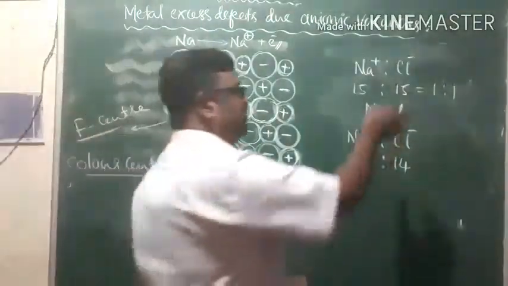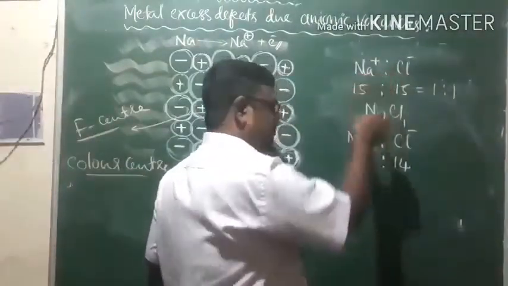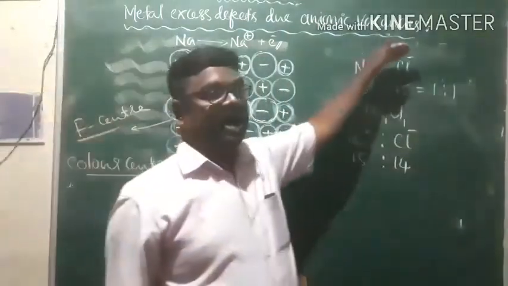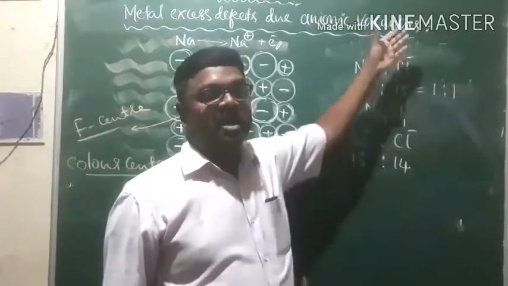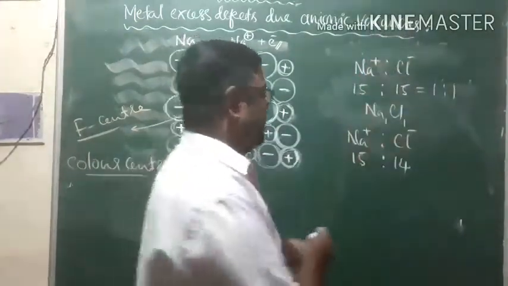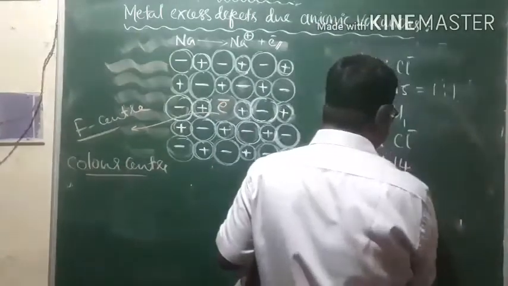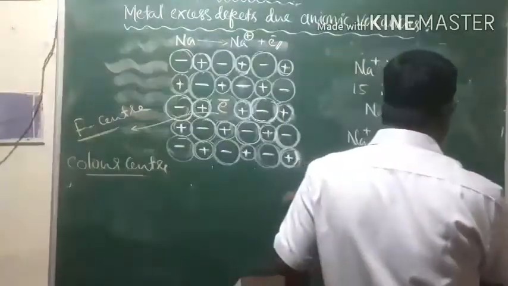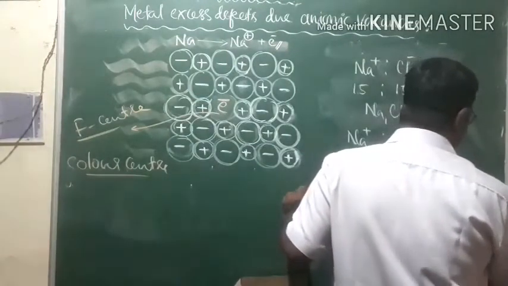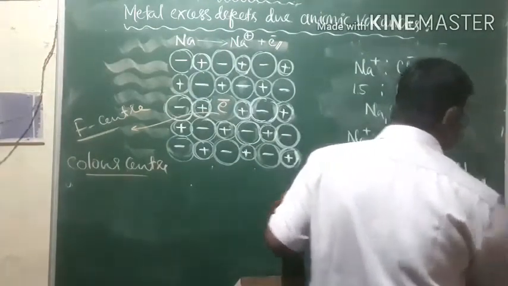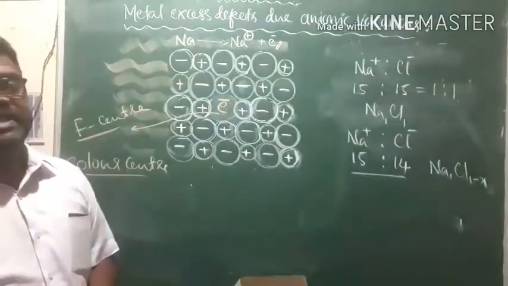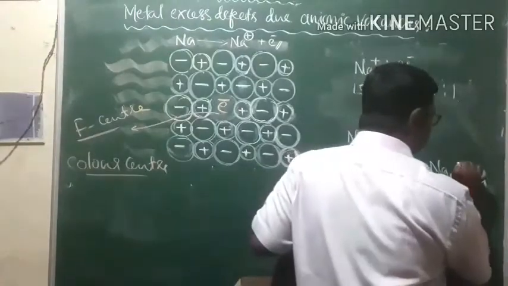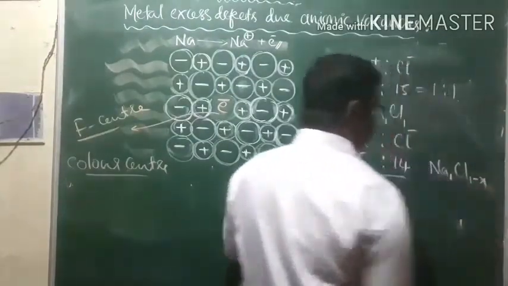Number of Na plus ions was 15 and is still 15, but the Cl minus is now 14. That means the number of anions will be decreased. That means anionic vacancies are created, and thereby the 1:1 ratio will be changed here, is it not? Therefore, now the formula is Na1Cl1 minus X, where 15 minus 14 is 1 missing, something that is X.